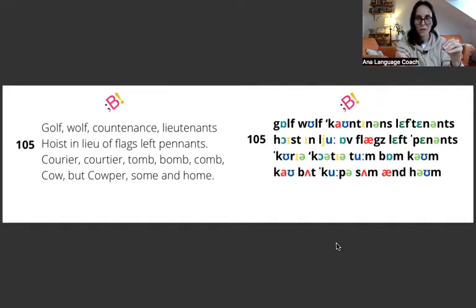Then we have cow, but couper, some, and home. As you see, the sound is not really the same, but it kind of is. It's more like that than home. So there is a schwa and u, right?